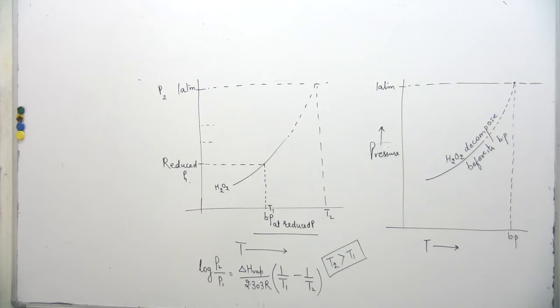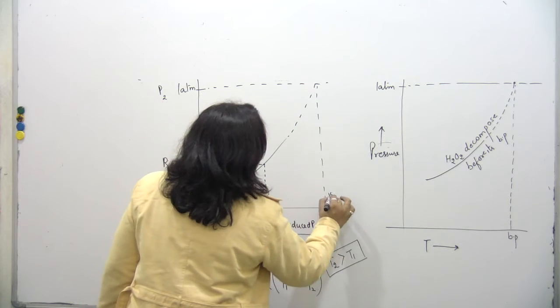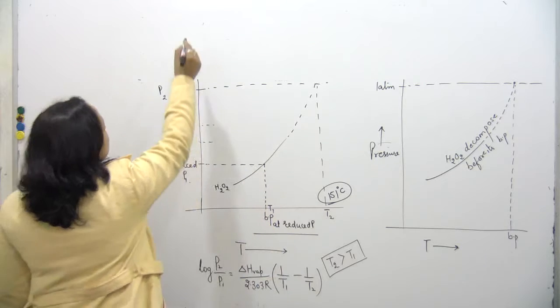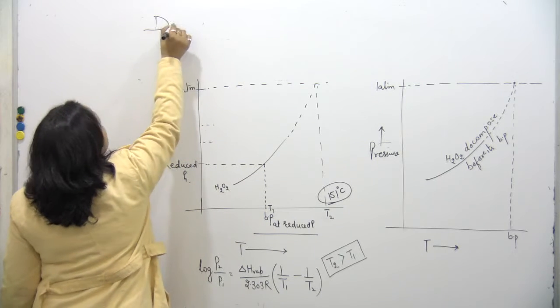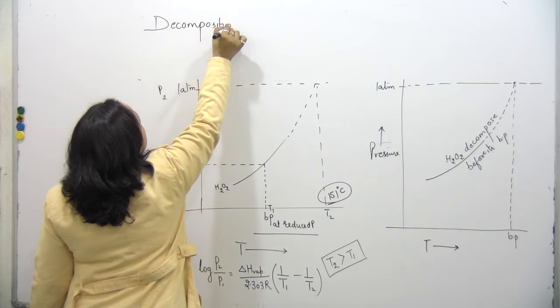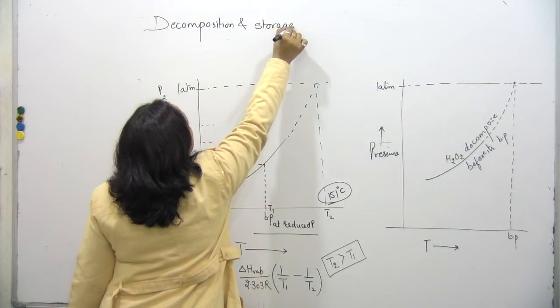The next point we must know about hydrogen peroxide is decomposition of H2O2 and its storage. Boiling point is 151 degrees Celsius for hydrogen peroxide. Now, the next topic is decomposition and storage of hydrogen peroxide.